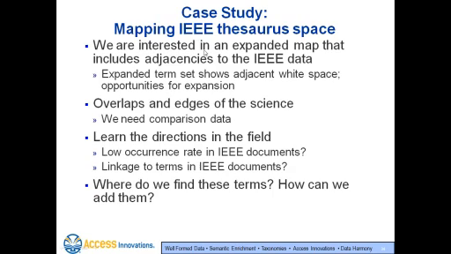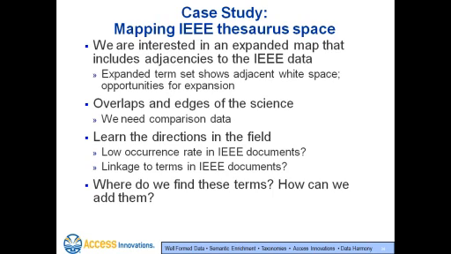So trying to build this map for the IEEE, giving all those adjacencies as well as the white space, which we would interpret as areas that are not covered and therefore opportunities for expansion, what do we need to look at? And if we were to look at the edges of science, where might they go in the future? What are the growth areas? Well, then we need some comparison data. What are other people looking at so that we can see the overlaps in fields that are not engineering fields?